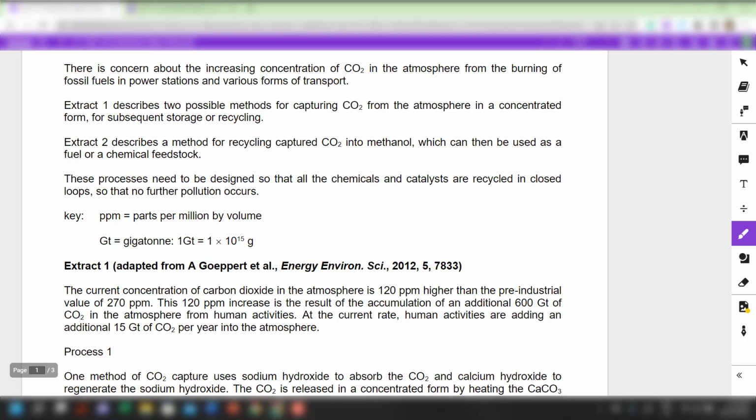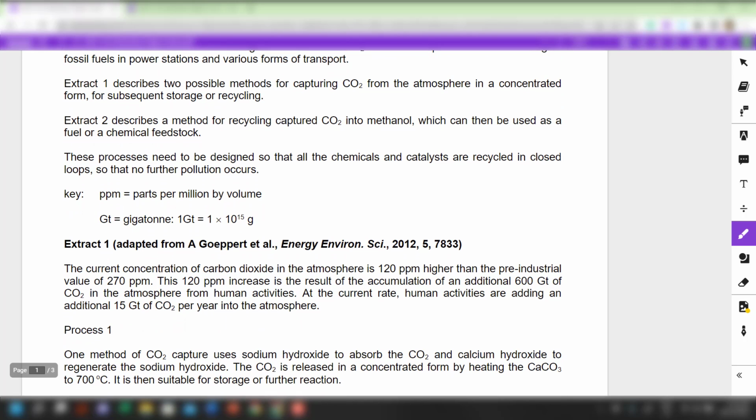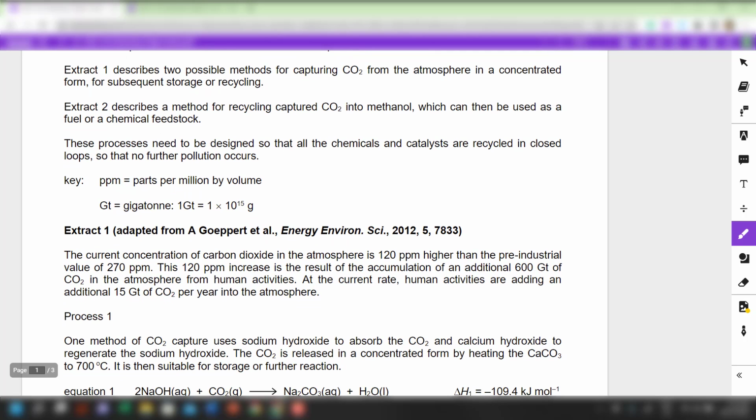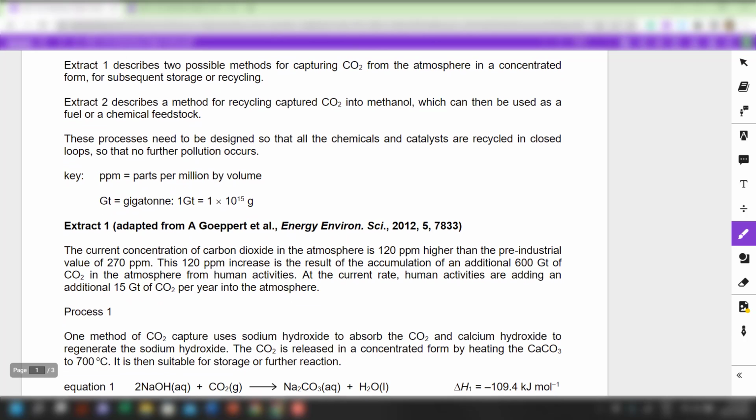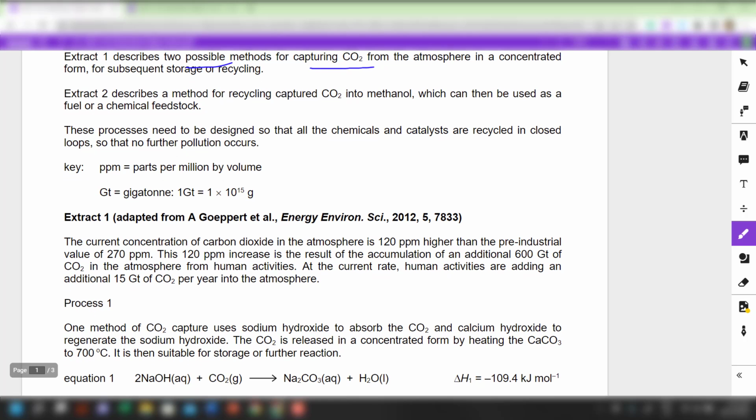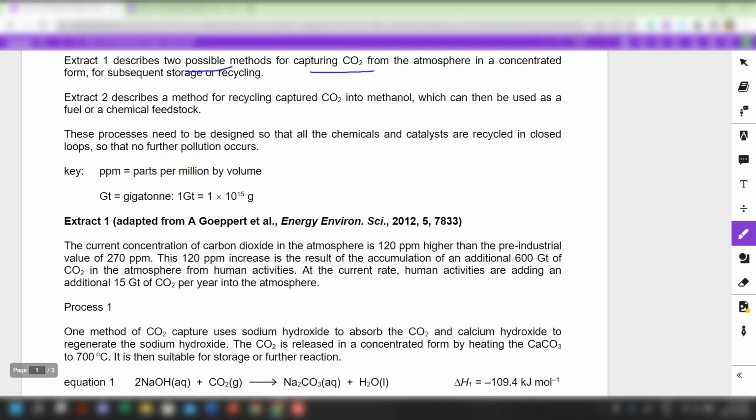The first line tells you about the concern over the increasing concentration of CO2 in the atmosphere due to the burning of fossil fuels. You would have done some of these things in your usual tutorials, so I don't think it's alarming. Then it describes that for the first abstract, there are two possible methods of capturing CO2. If you have done the specimen paper, this would be quite similar. I'm not sure if it's exactly similar, but capturing CO2 from the atmosphere, which you can subsequently use for recycling, is not new to you.